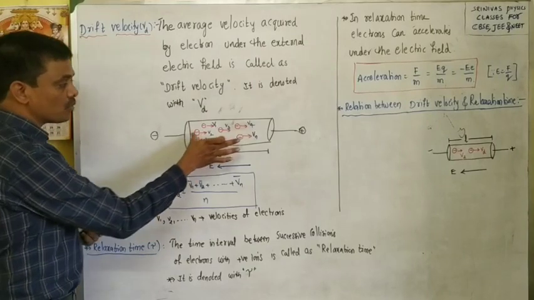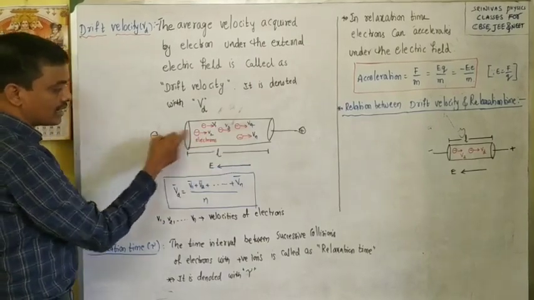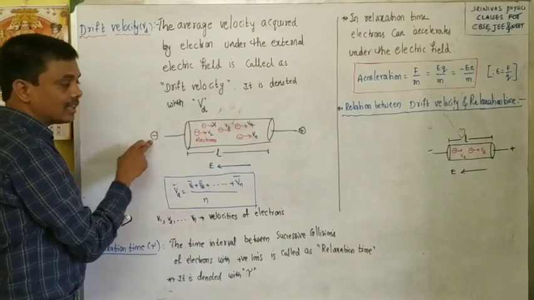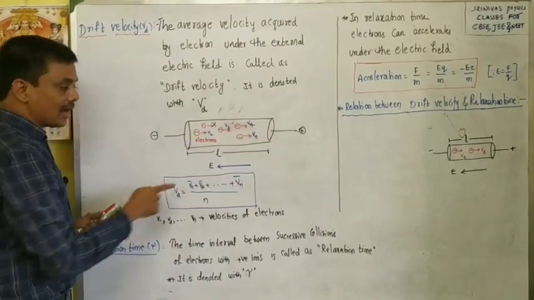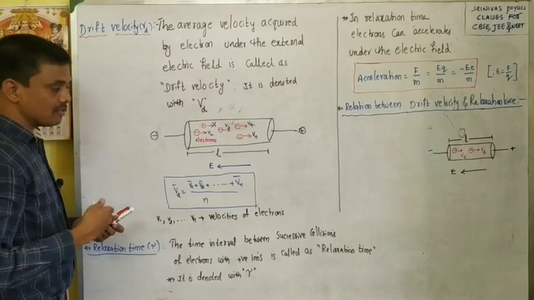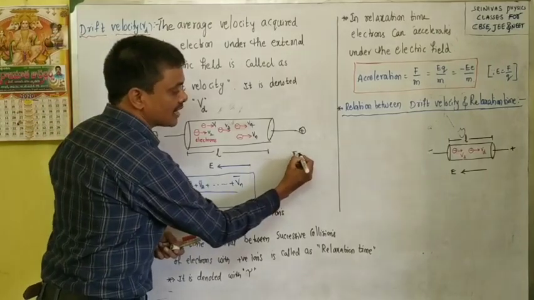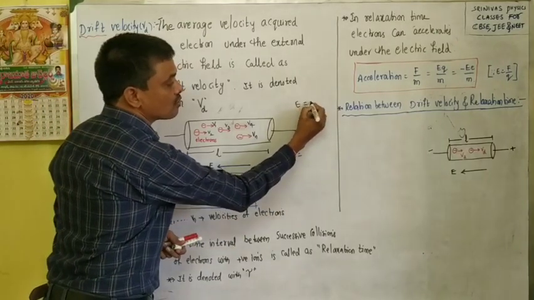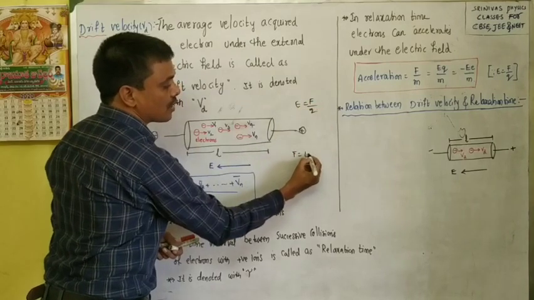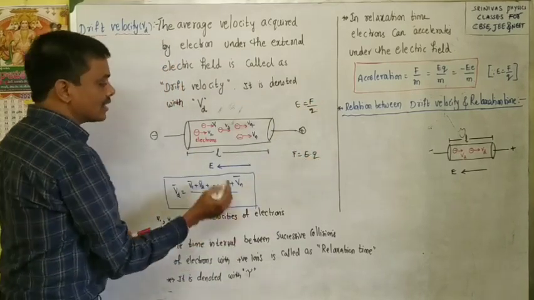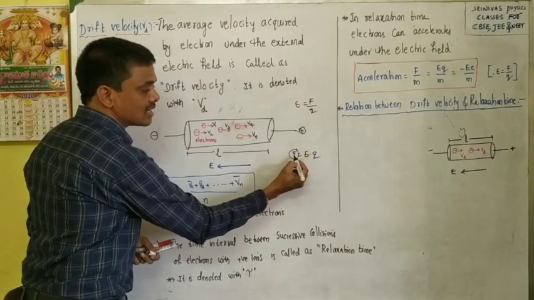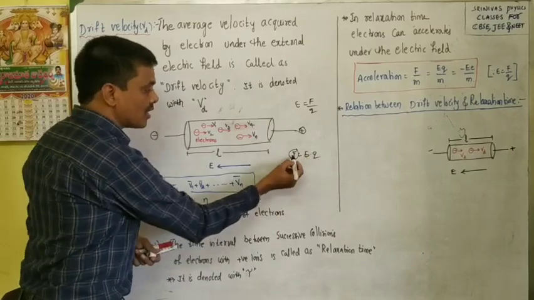Why are they moving? Because we are connecting this conductor to a battery. That means we are providing the electric field. Under the electric field, force will act. We know the force formula: force on a charge equals electric field into charge. Then under the electric field, force will act, F equal to EQ. Force will act on the charge.